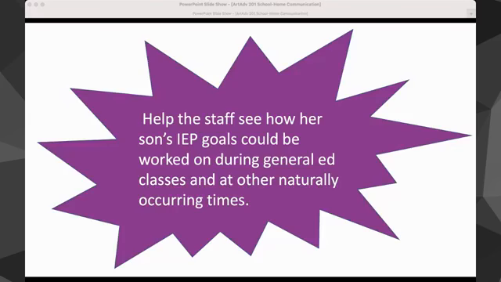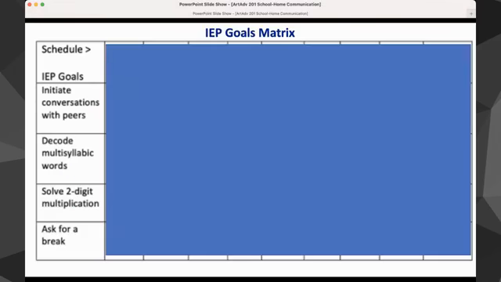How we're going to see her son's IEP goals, how they could be worked on during general ed classes, and also other naturally occurring times during the school day. And so what we first looked at is something that you may have seen before. It's called an IEP Goals Matrix. And this was actually a tool that was really popular a few years ago, and I haven't seen as many people using it since. So let's look at this.